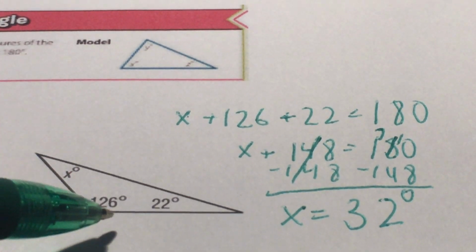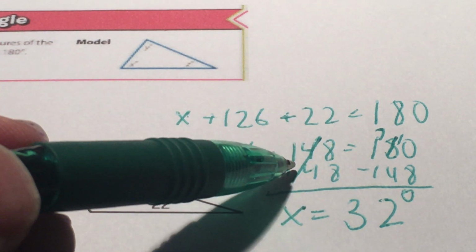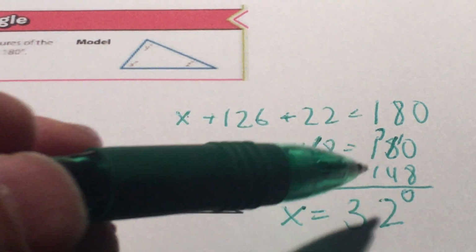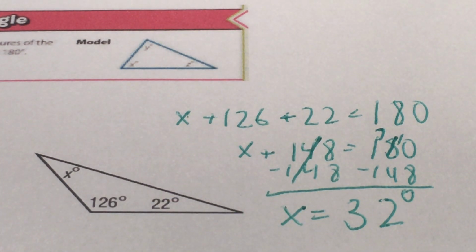Again, I take that 126 plus that 22. That gives me that 148. Subtract, and that gives me that 32 degrees.